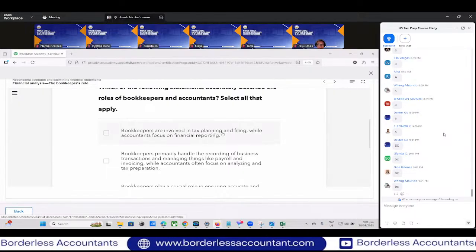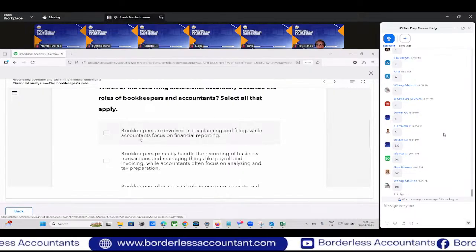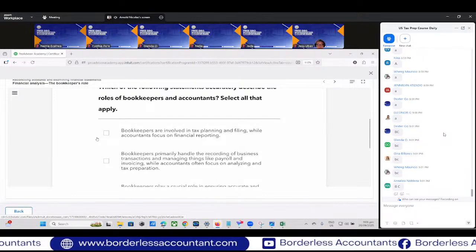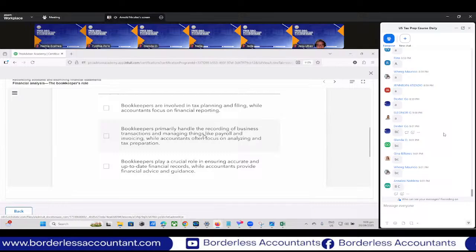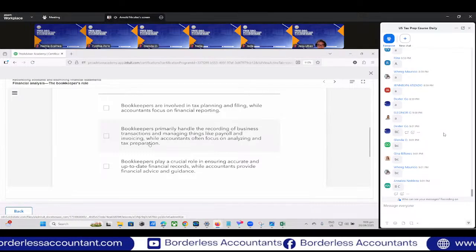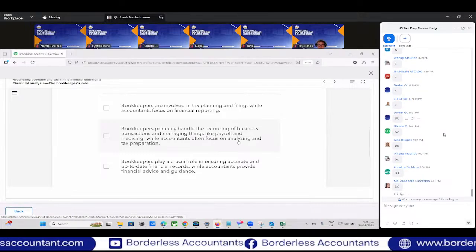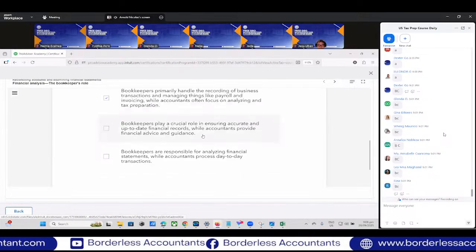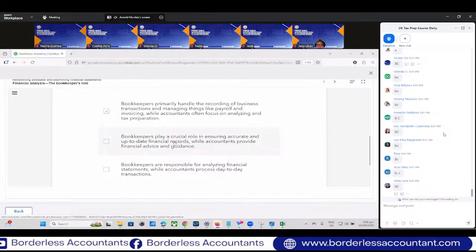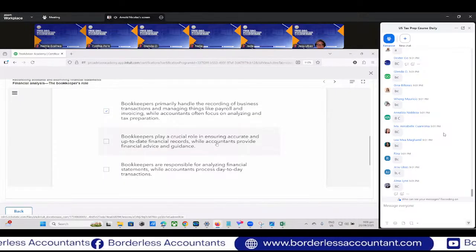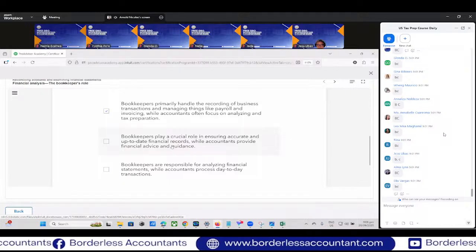Tax planning, filing, no. Bookkeepers primarily handle the recording, yes. Payroll, yes. Invoicing. Accountants analyzing tax prep, yep. Bookkeepers play a crucial role in ensuring accurate and up-to-date financial records, that's correct. Accountants provide financial advice and guidance, that's correct.